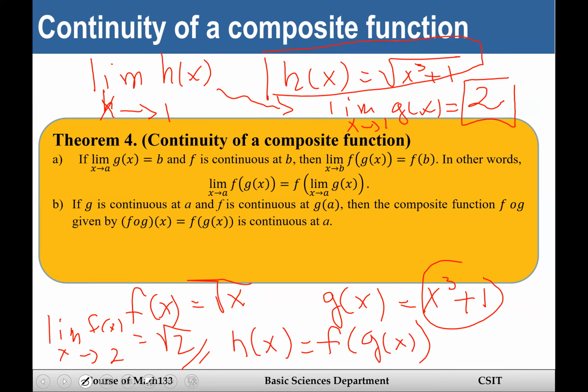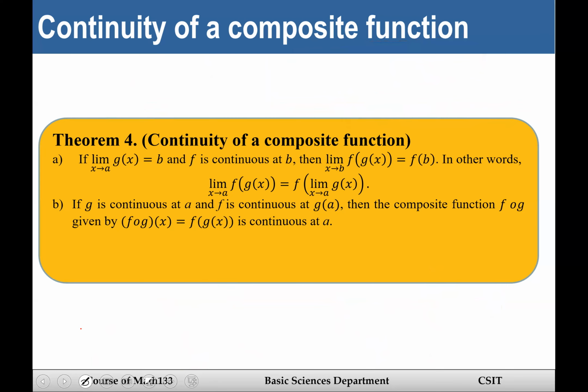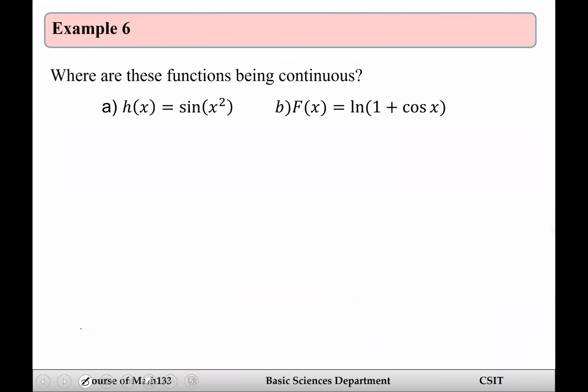Okay, so if we have the limit, then we have the same thing for continuity. If g is continuous at a, and f is continuous at g of a, then the composition f composite with g is continuous at a. And here the order of composition is important. You remember that f composite with g is not the same as g composite with f. Okay, so let's see an example here.